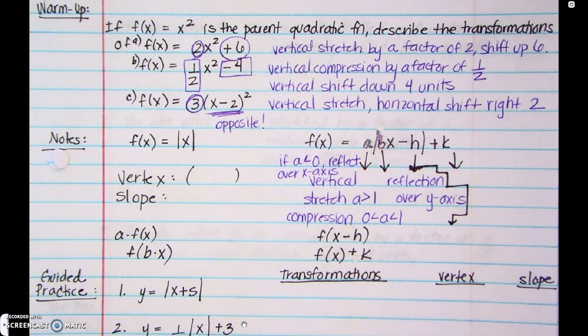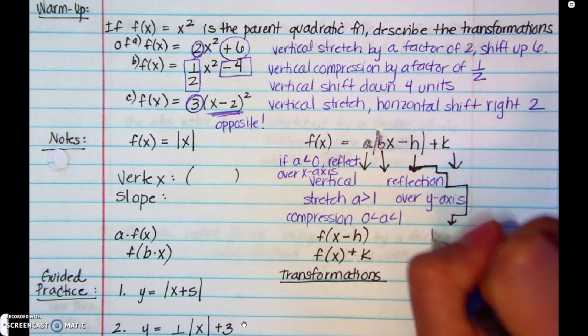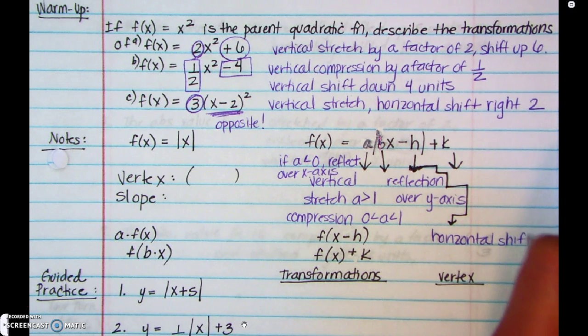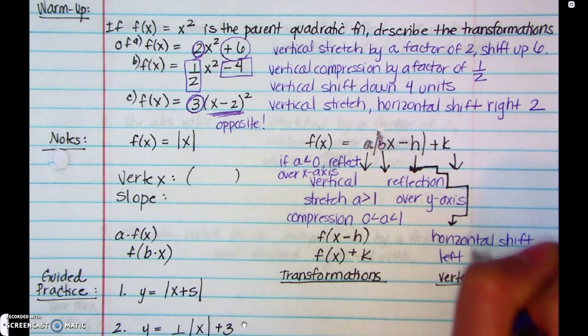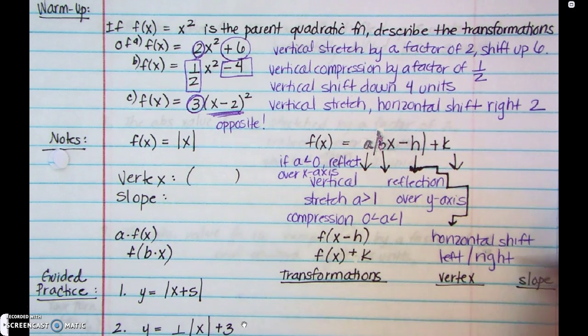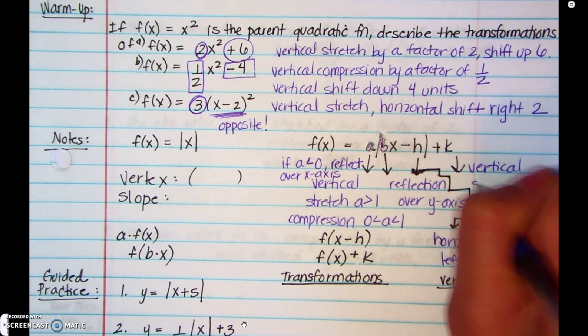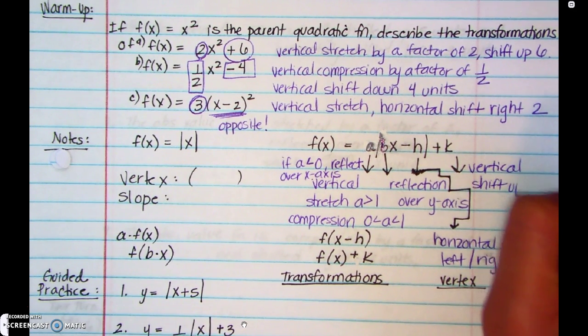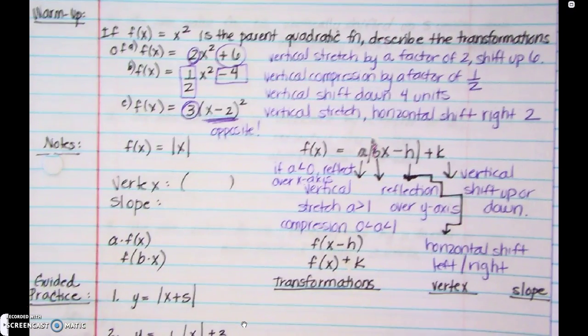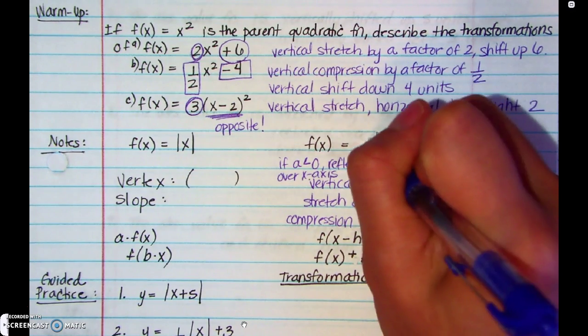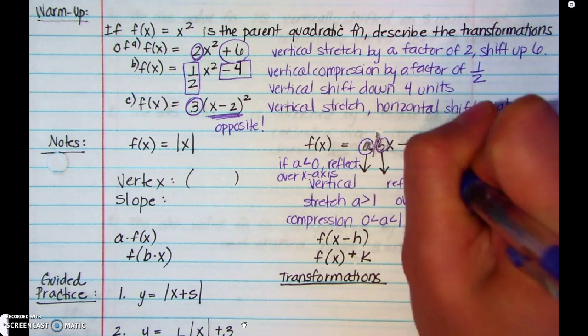Okay, so H moves horizontal, shift to the left or to the right. Okay, and then K, as you guys know already, it is a vertical shift either up or down, depending on if K is positive, it goes up. If K is negative, then it goes down. Okay? There are some very cool things that come from A, B, H, and K.